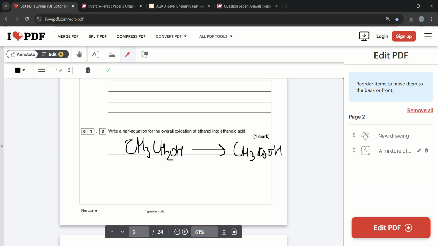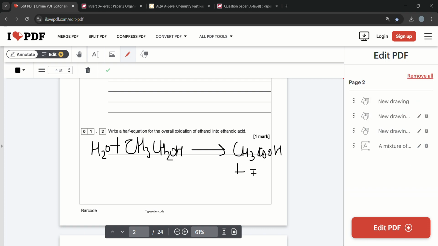So what we have to do, we move through 1, 2, 3, 4, 5, 6, 1, 2, 3, 4. We're going to add a H2O molecule here, and then we also need to add 4 H plus here, and then for the overall charge to be 0 on the right side, we need to add 4 negatively charged electrons.